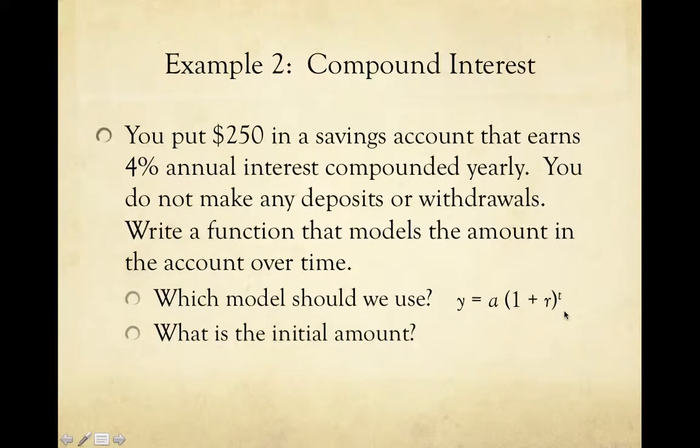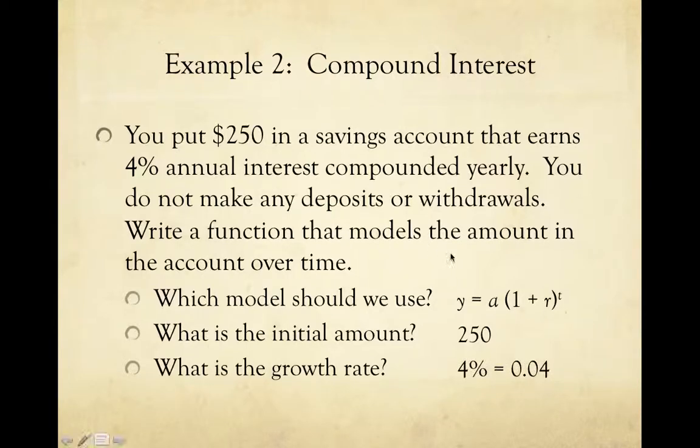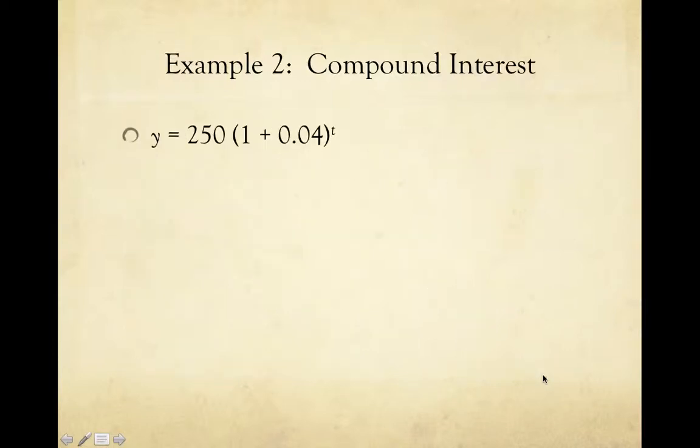So then what's going to be our initial amount? That's going to be the $250 that we're putting into the account. And what's going to be the growth rate? That's going to be the 4%, which we change into the decimal 0.04. So now we put those numbers into our model, and that gives us the function that represents the amount in the account over time. Because again, we don't know a t yet, so this is over time.